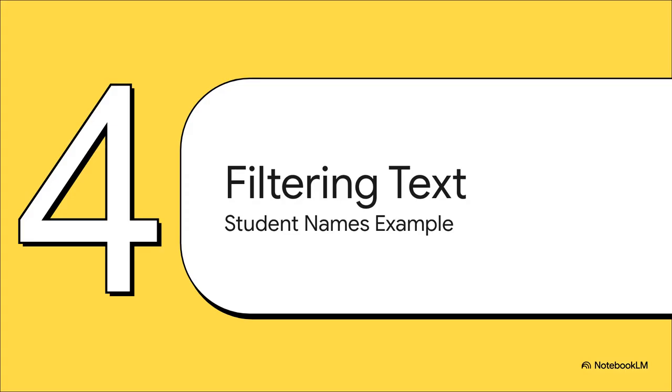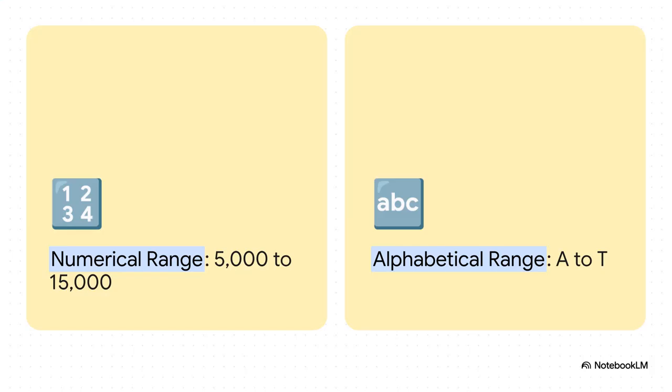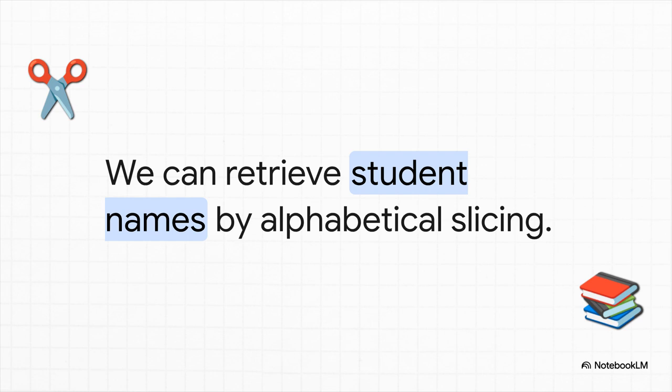Let's jump to Section 4, filtering text using student names. Now, a huge misconception is that this operator is strictly for math and numbers. While filtering numbers makes perfect sense to us, a database is actually just as happy to treat the alphabet like a mathematical sequence. If it understands that 5 comes before 15, it absolutely understands that the letter A comes before the letter T. So by passing text strings into the query, bounded by single quotes, we can do alphabetical slicing. If we write where name between A and T, we're just asking the database to retrieve any student whose name starts with a letter anywhere from A to T.